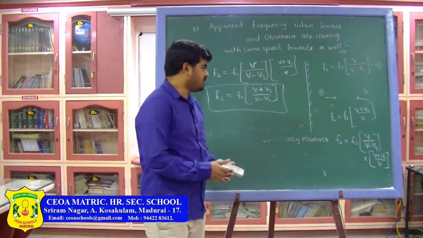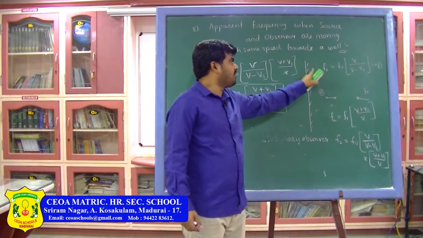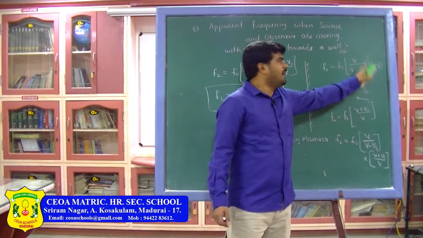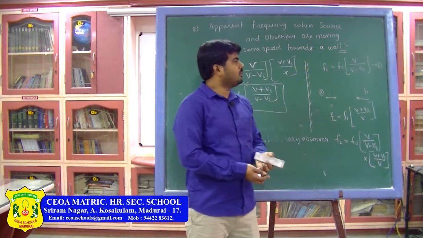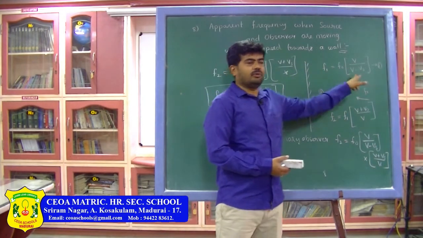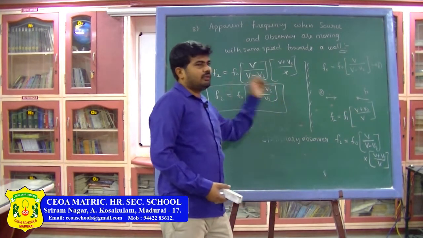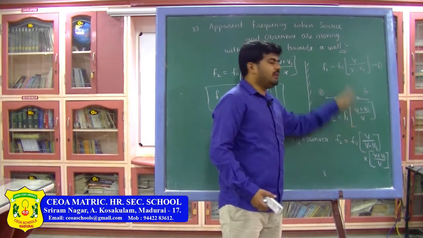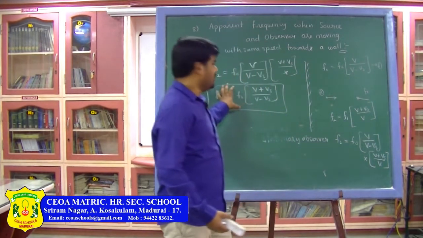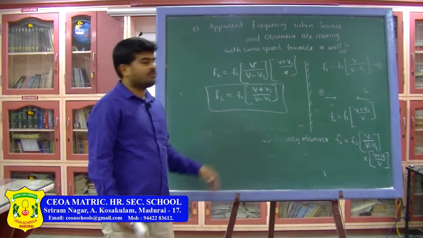In the first step, I took the wall as a stationary observer, and I find the frequency received by the wall, and this frequency will be reflected back. In the second step, I took the wall as a stationary source, and again I find the frequency heard by the observer who is moving towards the wall. Combining 1 and 2, you will get the final frequency. So, this is the method which is very important.